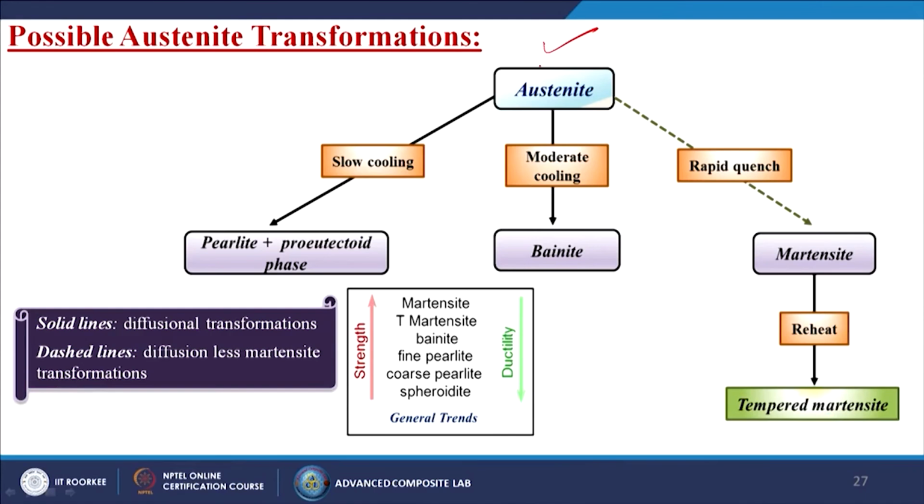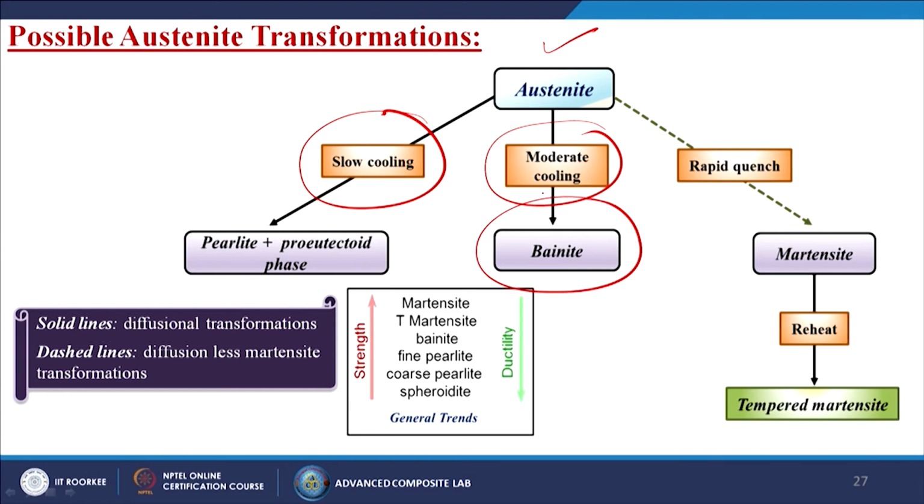Now, possible austenite transformations: there are so many possible ways for austenite to transform. First, austenite with slow cooling will become pearlite and the proeutectoid phase. If you do moderate cooling, then you will find bainite in the structure. If you do a rapid quench, as I told already, you get martensite, and then if you reheat the martensite, you can get tempered martensite.